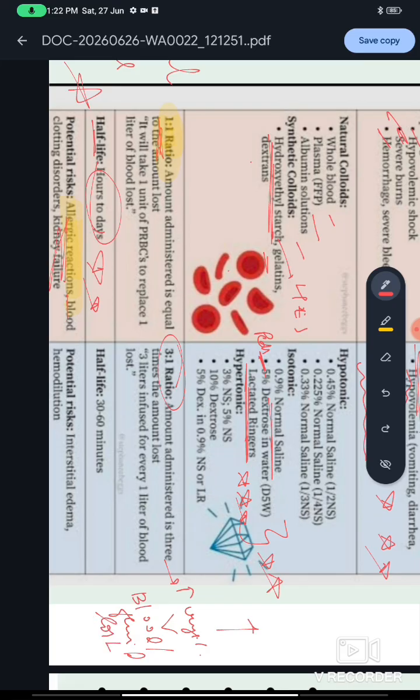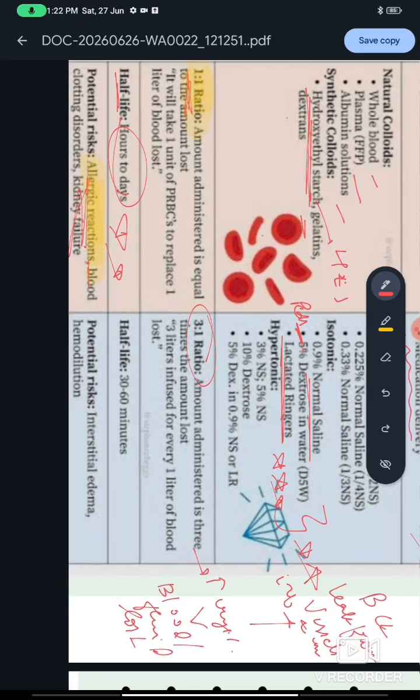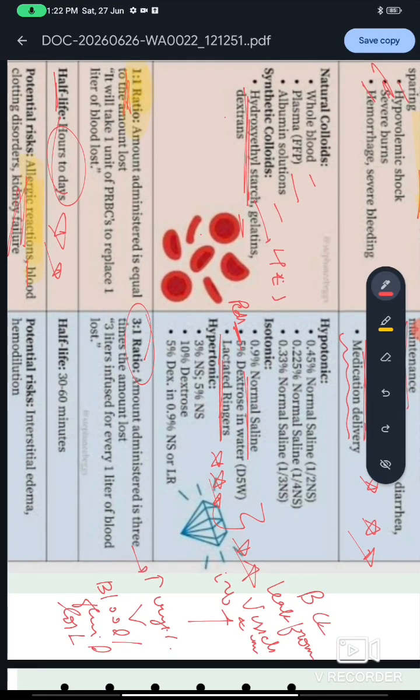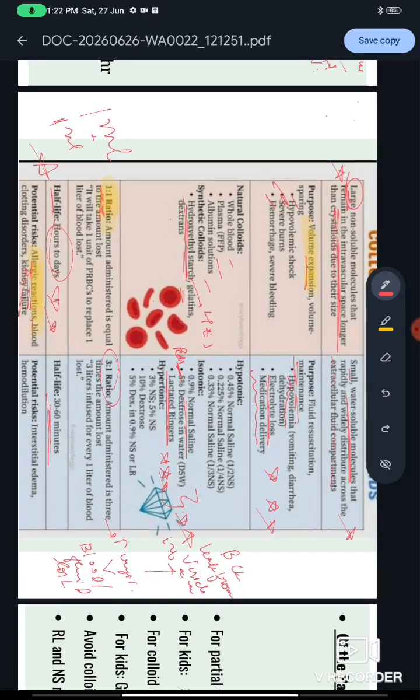Why? Because they leak from blood vessels into the extracellular matrix. Now, half-life is very less again, but there is less risk of allergic reaction. So crystalloids are relatively safer.